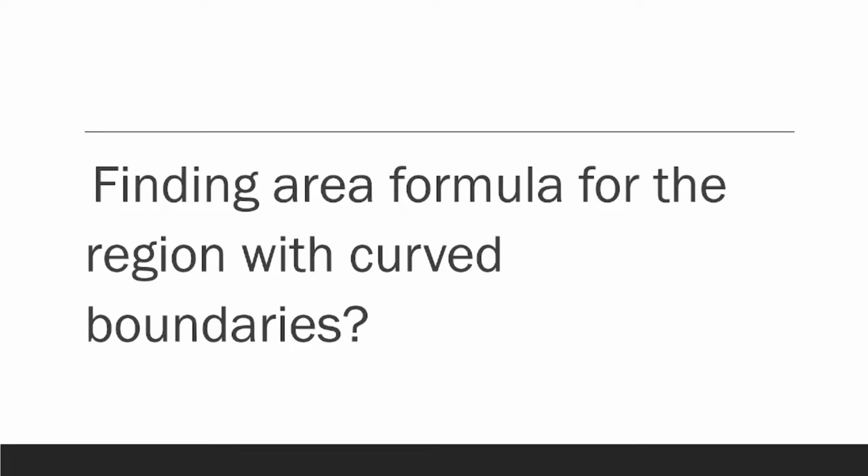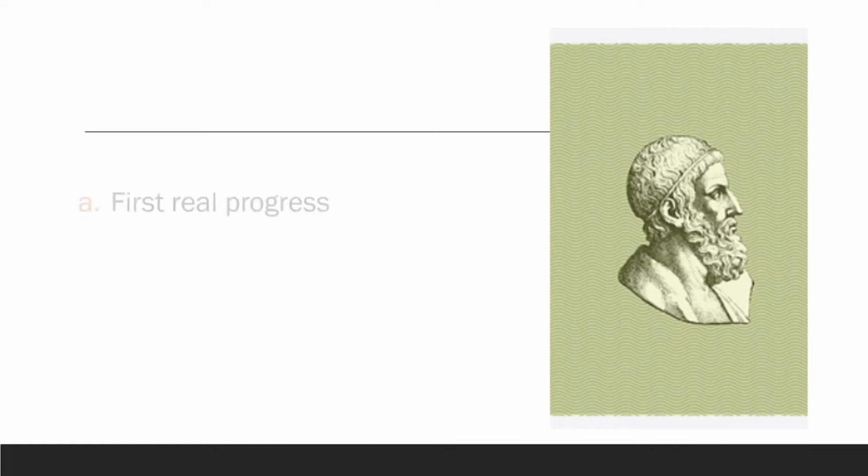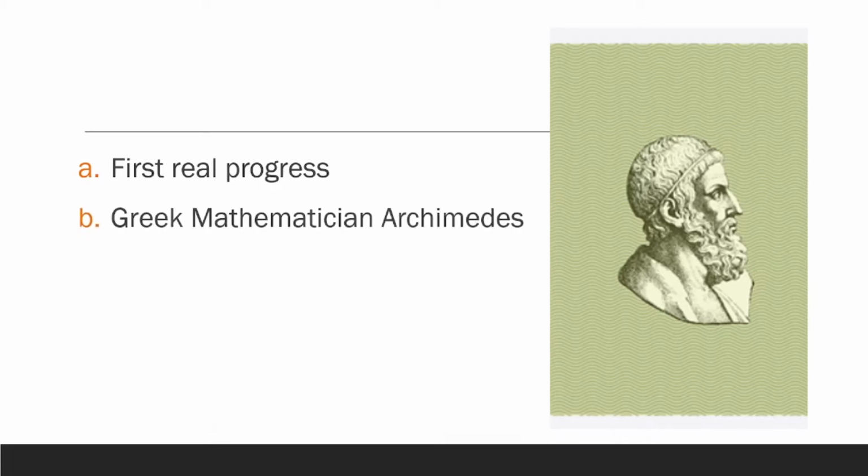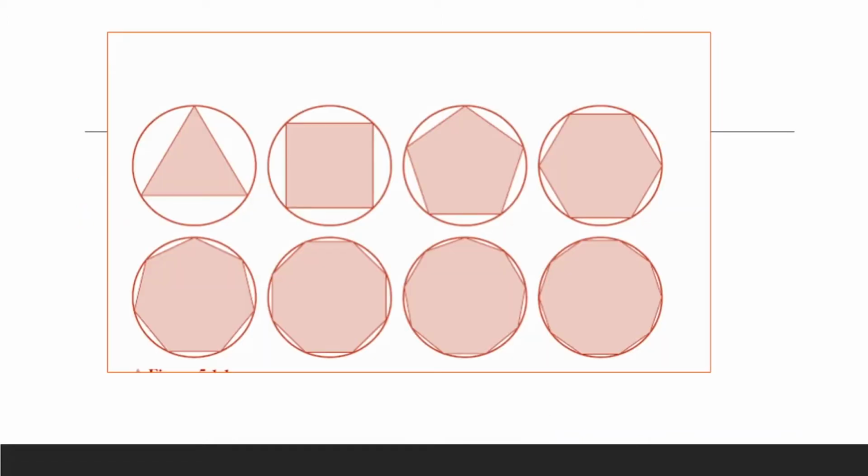For that, the first real progress regarding the area formula for such curved surfaces was made by the Greek mathematician Archimedes. He used a method of exhaustion. Now what is this method of exhaustion? We try to inscribe a regular polygon into that curved surface, and we exhaust that curved surface by increasing the number of sides of that polygon.